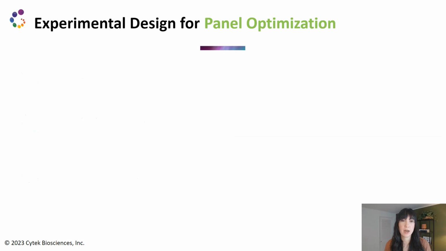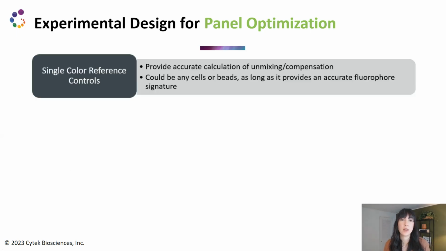I also want to talk about how you would actually set up your panel optimization experiment. The design for it is maybe a tiny bit different than you're used to. So the first thing you want to do is make sure that you're bringing your single color reference controls, or if you want to call them compensation controls, basically whatever you're using to calculate accurate unmixing or compensation, you need to bring those so that you can calculate the unmixing and compensation. Doesn't matter what it is. It could be beads, could be cells, just as long as it gets you accurate unmixing and compensation.